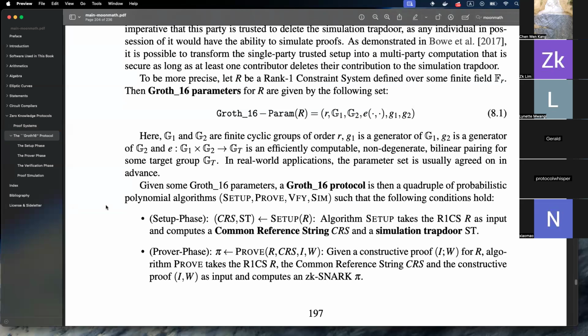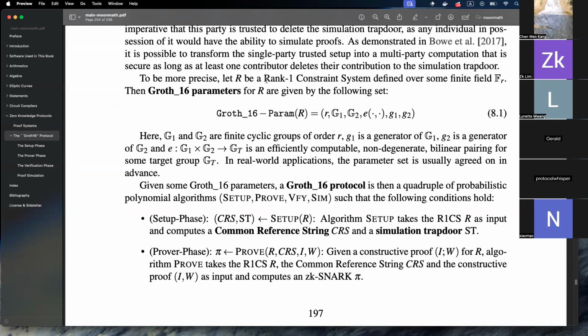That's what Graph 16 is. It's one of the earliest proof systems out there. Circom uses Graph 16 by default. They also support Plonk, which is a newer proof system, so we'll talk about it later. When we set up Graph 16, we require something called a trusted setup. We'll talk about it in more detail later.